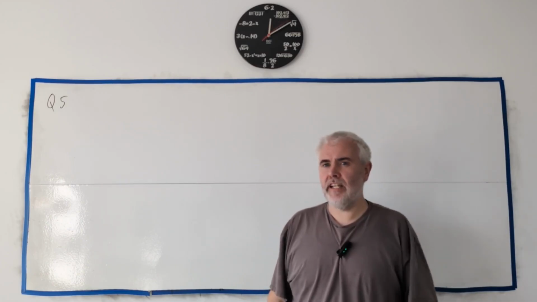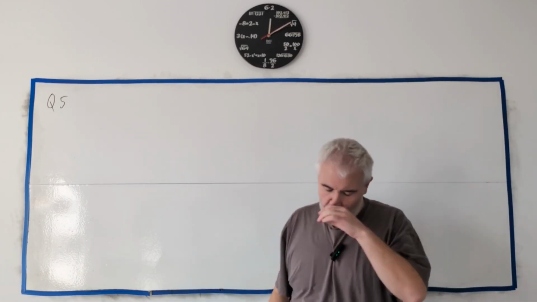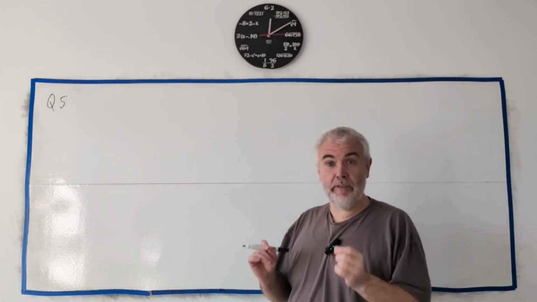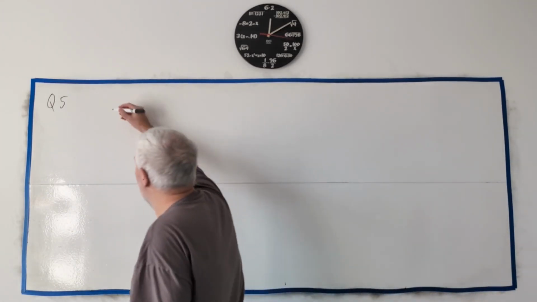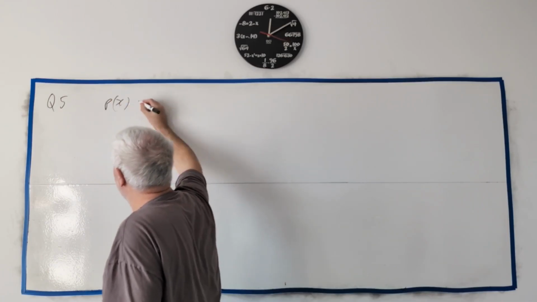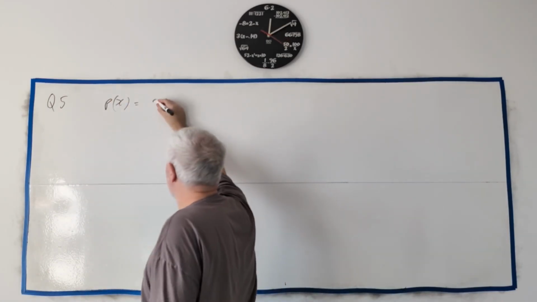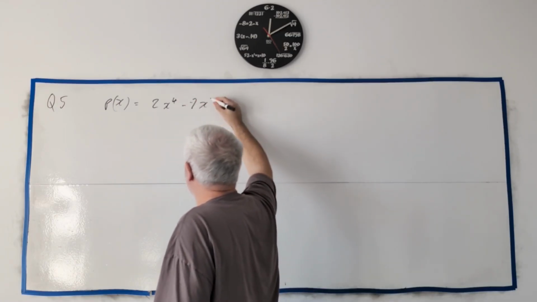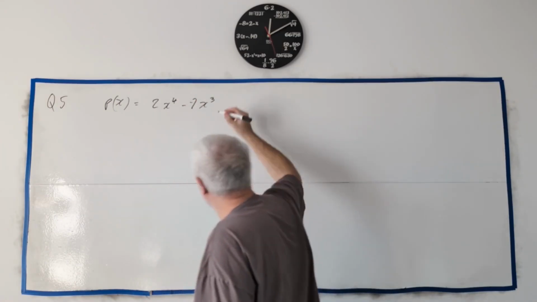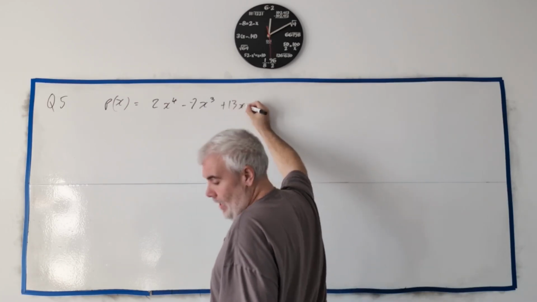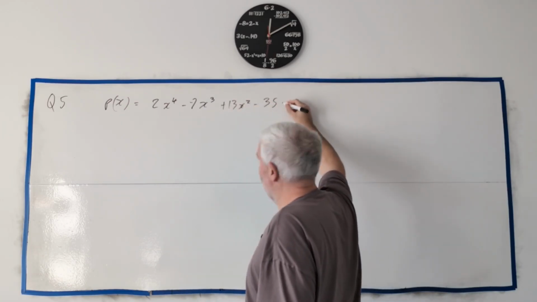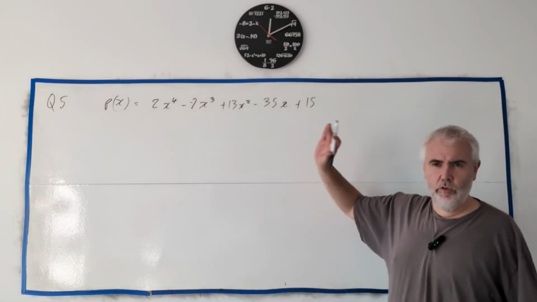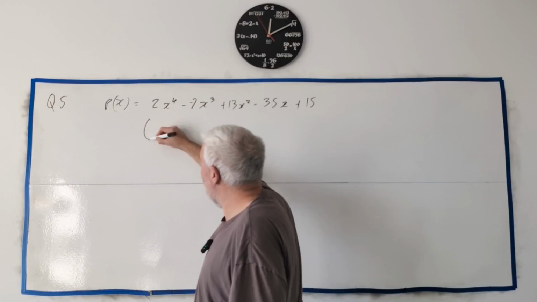For part B, they'd like us to factorize the polynomial we had. But what a lot of students, I think, forget to do is that we found A and B, so we should write the polynomial again. This time we should put in the number 2 instead of A, and minus 7 instead of B. What were the rest? 13x squared minus 35x plus 15. So we want to factorize this. Remember, we already know two factors.